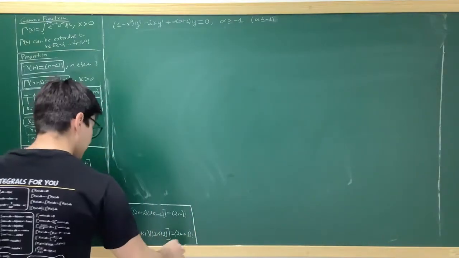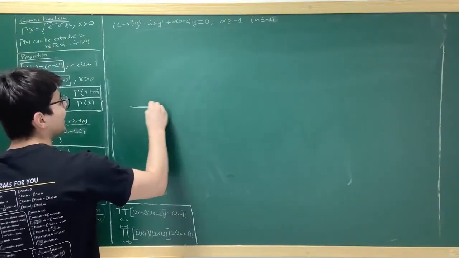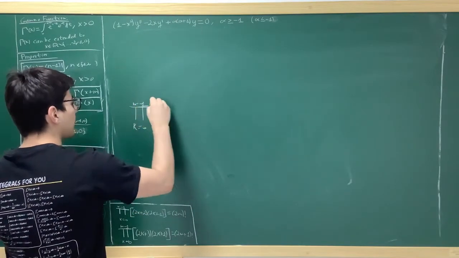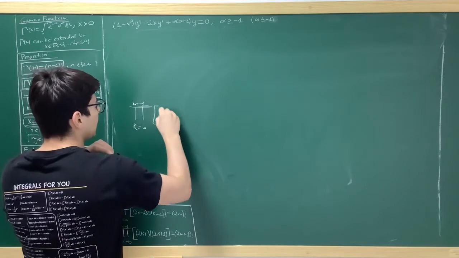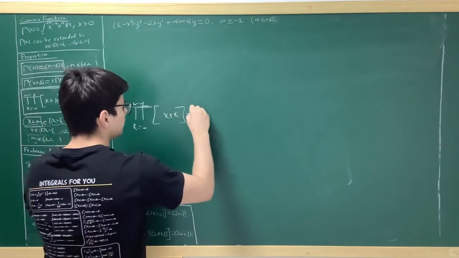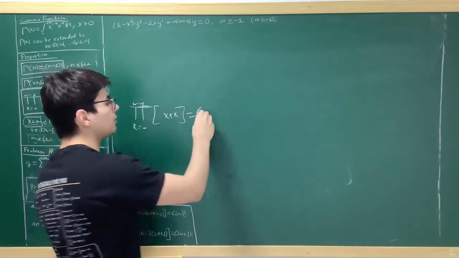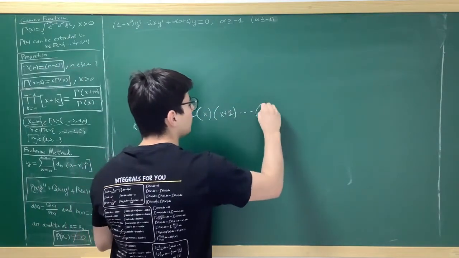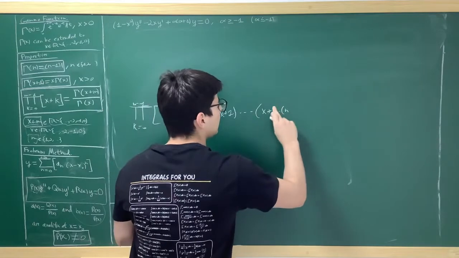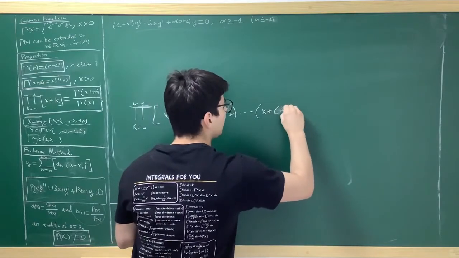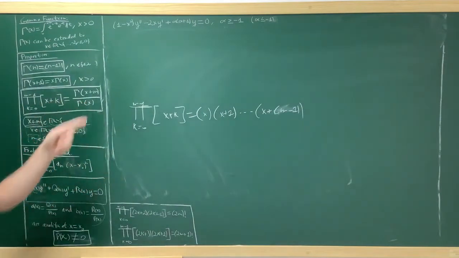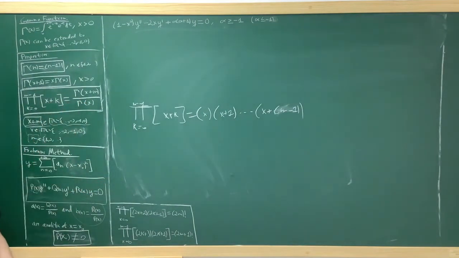Let me just do this real quick. This product notation just means that we have x plus k, and for 0 we have x, for 1 we have x plus 1, and so on, we have x plus m minus 1. So this product can be expressed in terms of the gamma function, as follows.